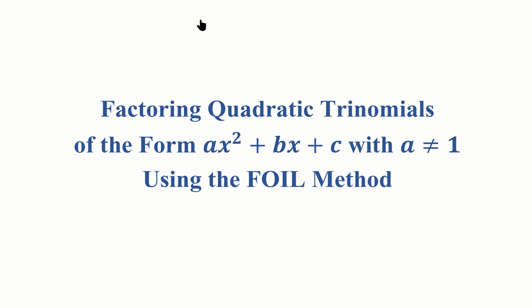Hello everyone. In this video we're going to continue to work on factoring quadratic trinomials of the form ax squared plus bx plus c. But in this video we're going to deal with cases where a does not equal 1. In our previous video we learned how to handle these when the lead coefficient a is 1. Those are the simplest type. Now we'll look at what we need to do if a is not 1, and we'll use a method called the FOIL method.